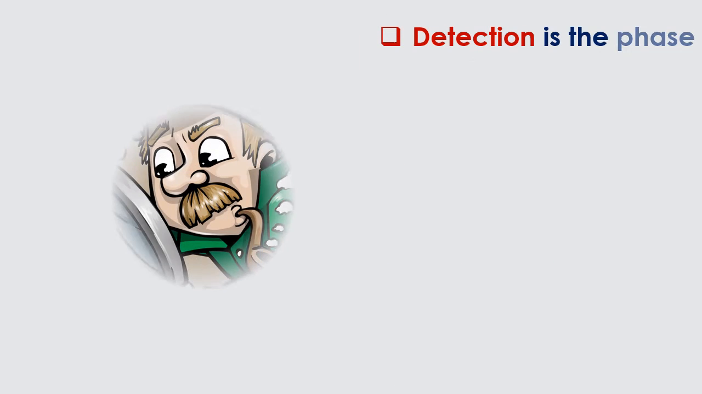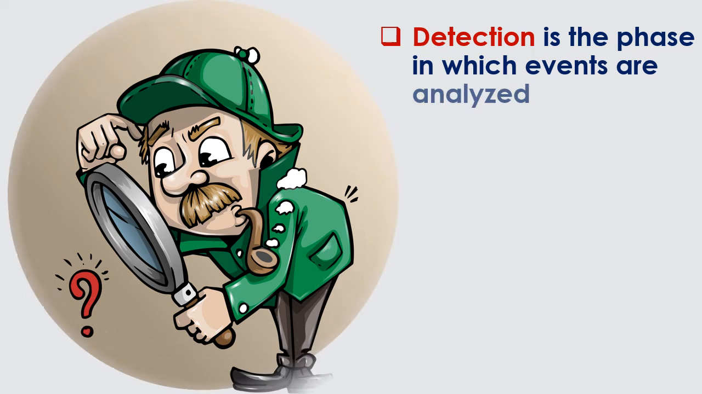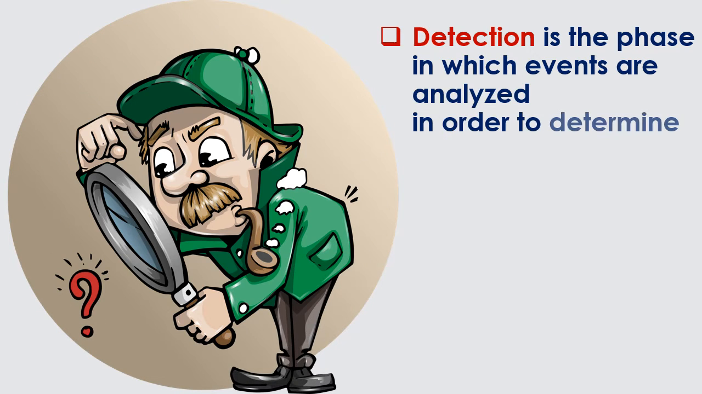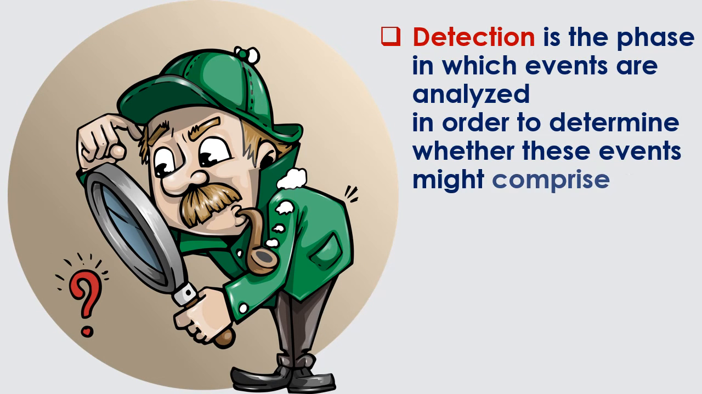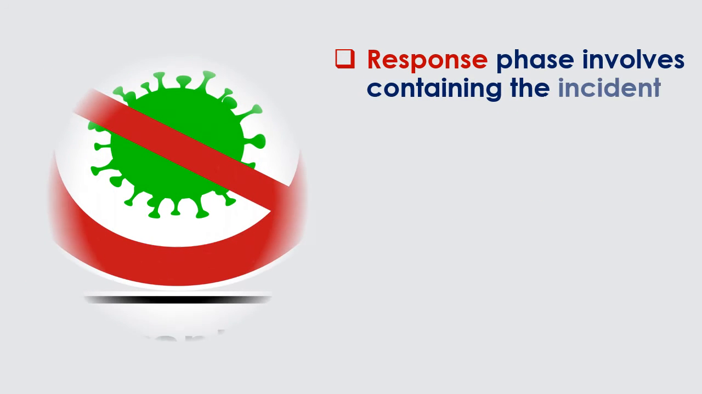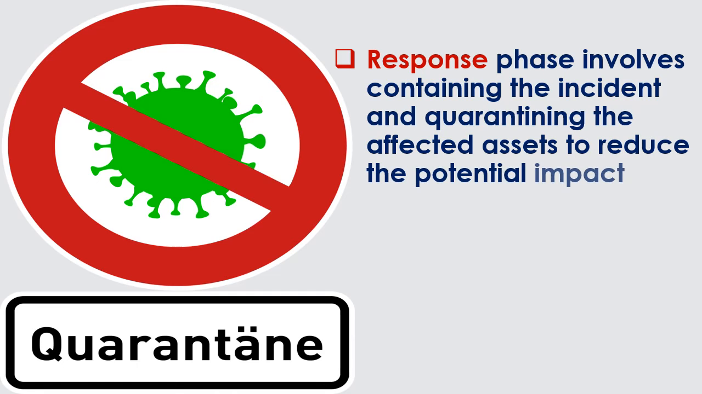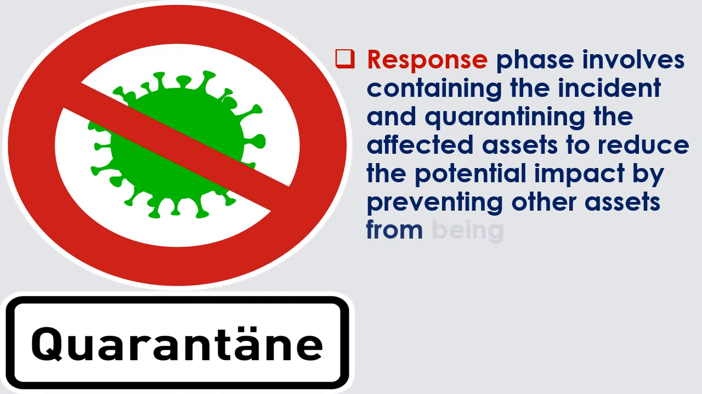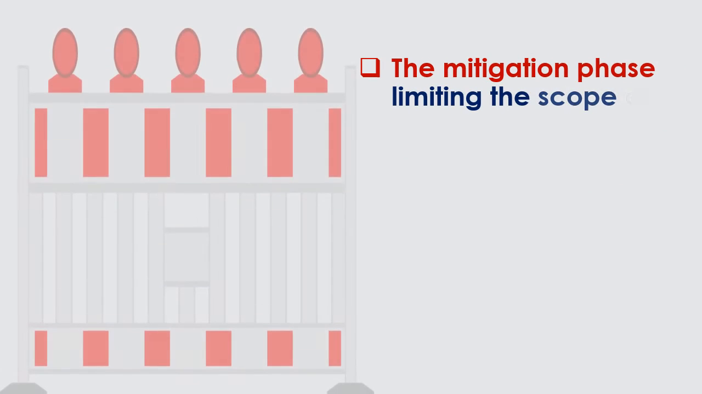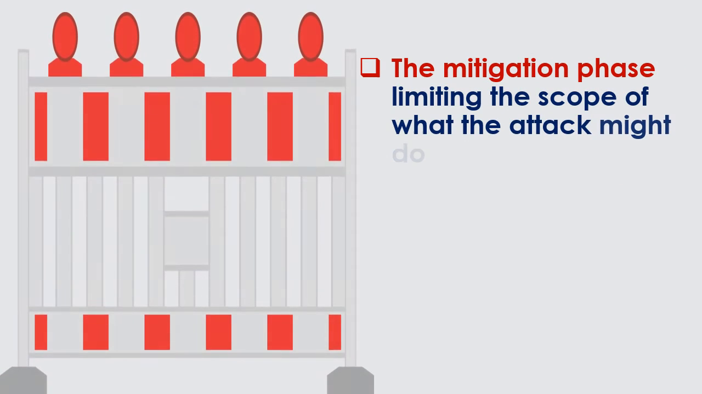Detection is the phase in which events are analyzed in order to determine whether these events might comprise a security incident. The response phase involves containing the incident and quarantining the affected assets to reduce the potential impact by preventing other assets from being affected. The mitigation phase involves limiting the scope of what the attack might do to the organization's assets.